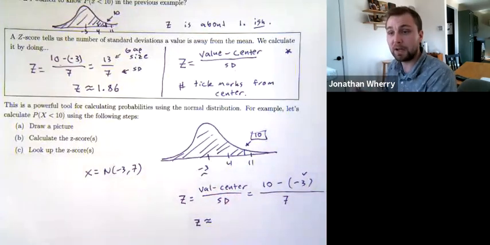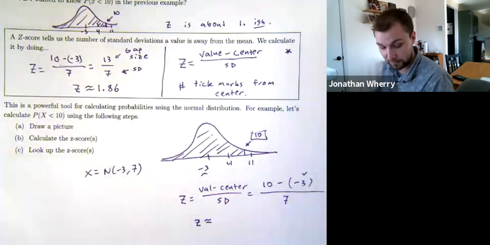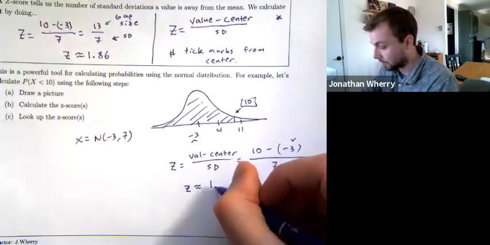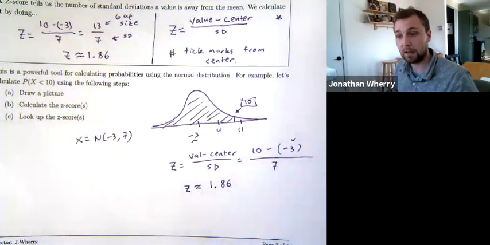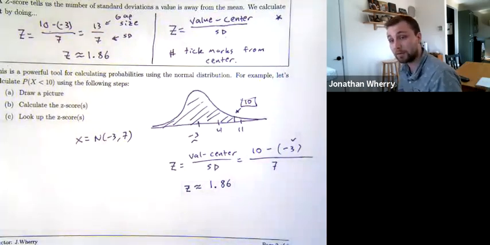I'm going to round all of my z-scores to 2 decimal places. That's to the hundredths place. We'll see why in just a second. When I type this into a calculator, I get 1.86. And my next step, I'm going to go to my notes here. I'm going to grab a normal table. We're going to look this thing up.